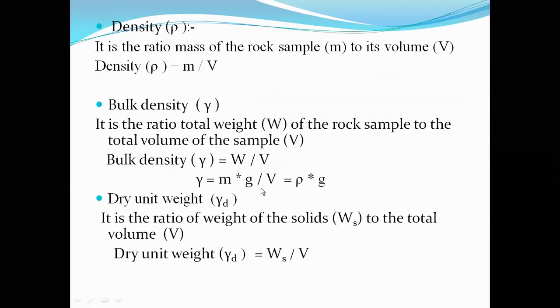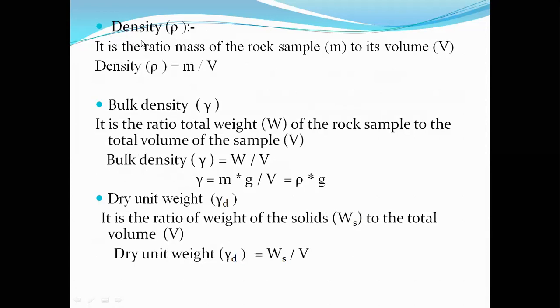M into mass into gravity. Now look at here. M by V, that will get what? Density, right? If I replace this M by V, I can replace with what? Rho into G. That's what exactly it is. So this is exactly the relation between bulk density versus density.